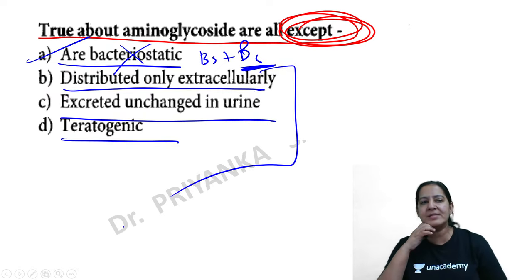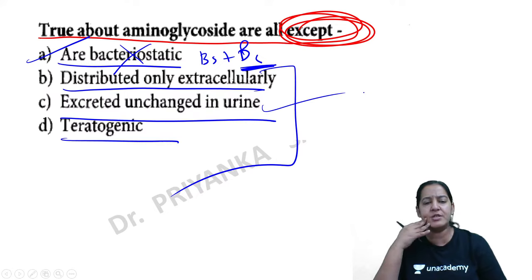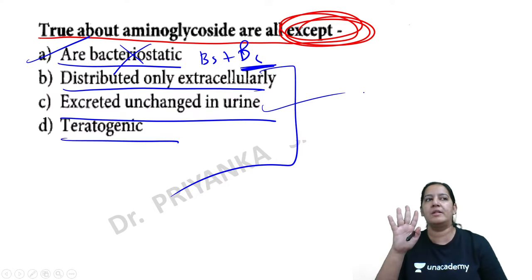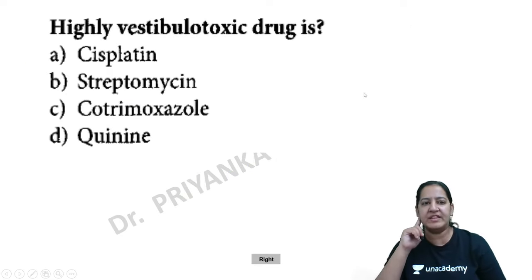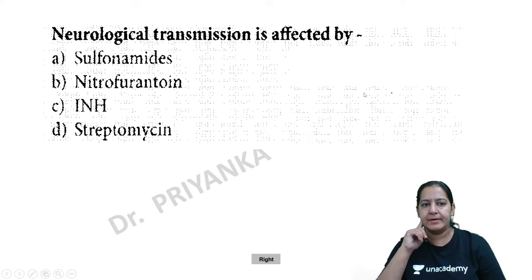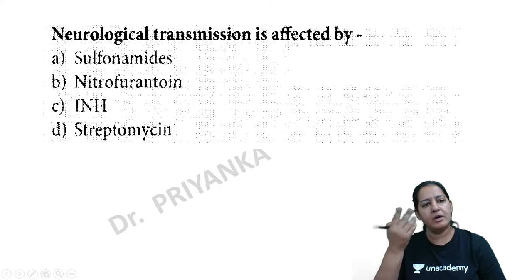So correct answer is not C. No, Praveen. C is correct. It is excreted unchanged in urine. Why are you getting confused here? I have not talked anything about the urine. They are excreted unchanged in urine, but the only thing is, GFR should be normal. The clearance should be normal. They are excreted unchanged in the urine. So this option is correct. A is wrong. So go with A. Got it? Okay.